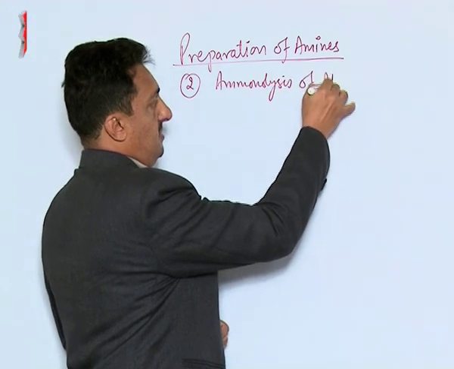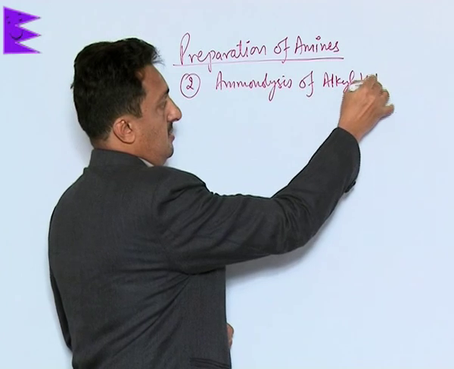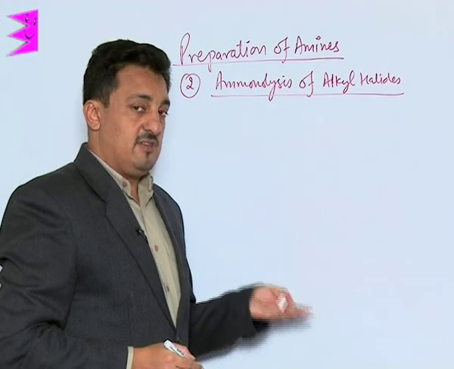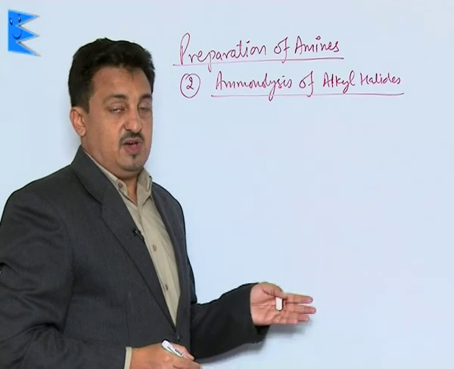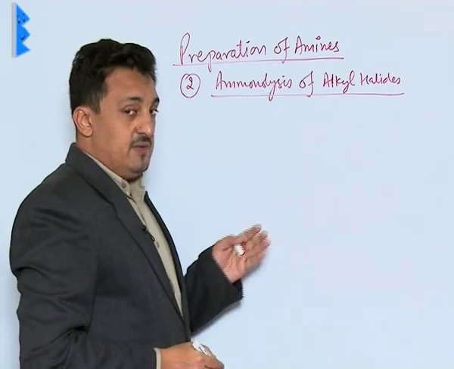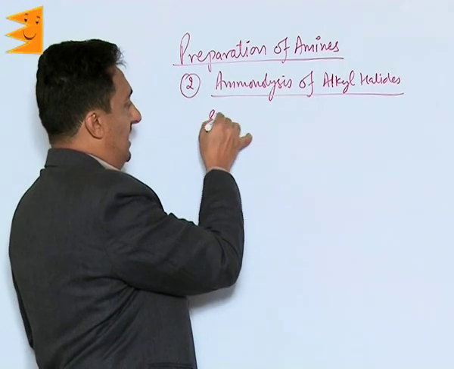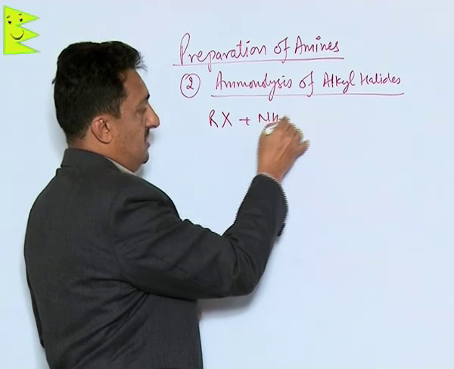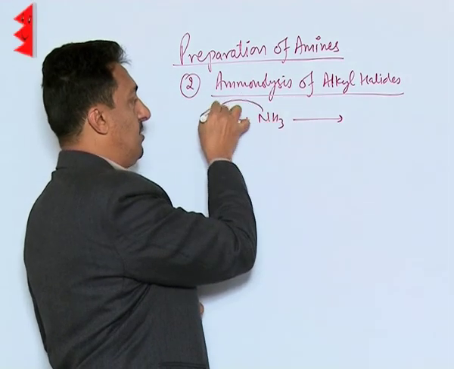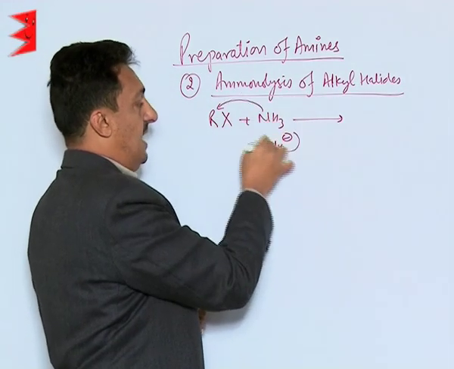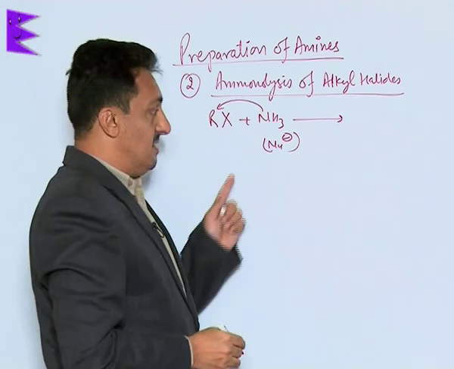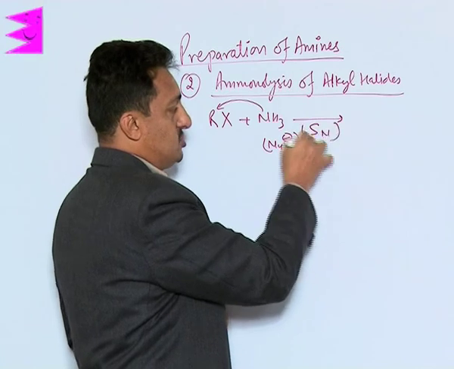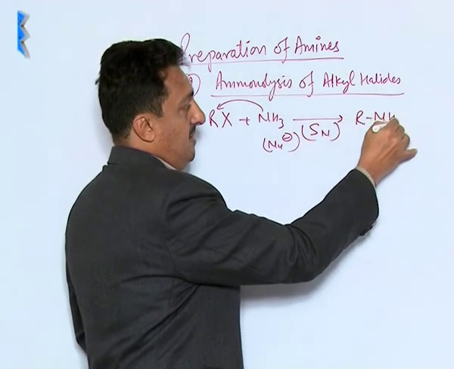ammonolysis of alkyl halides. This reaction is also called Hoffmann's exhaustive ammonolysis. We know that any alkyl halide, when reacted with ammonia, ammonia being a nucleophile, attacks on this alkyl halide, replaces halogen, and by the nucleophilic substitution reaction, the primary amine is obtained.